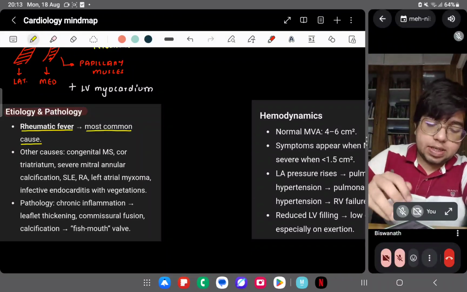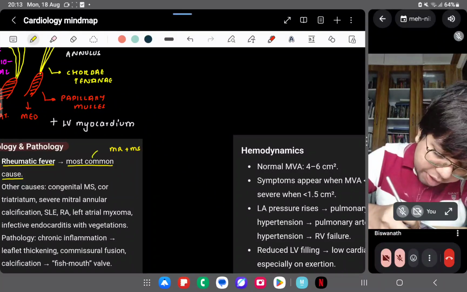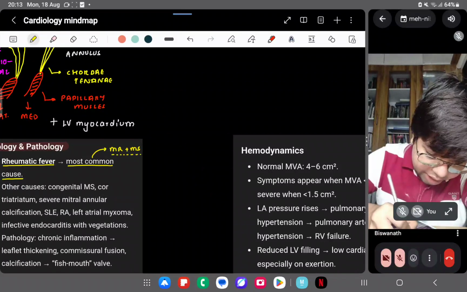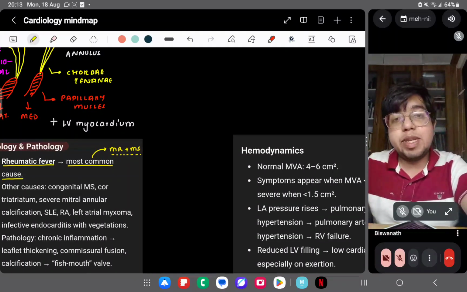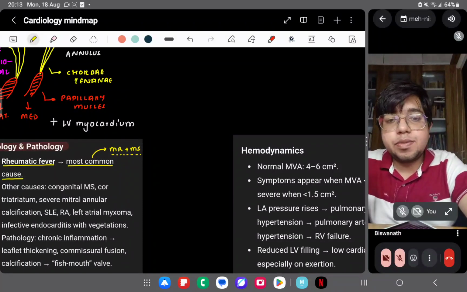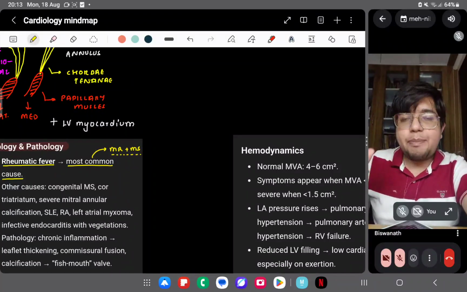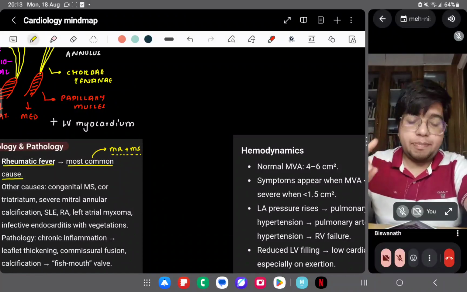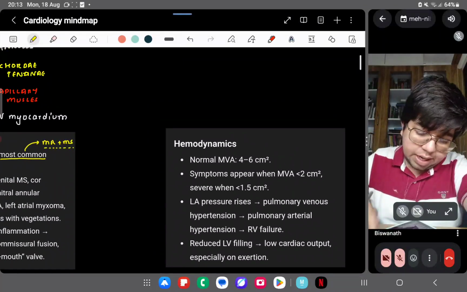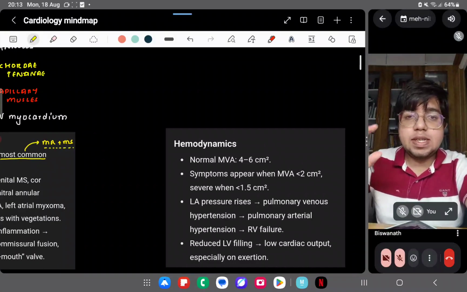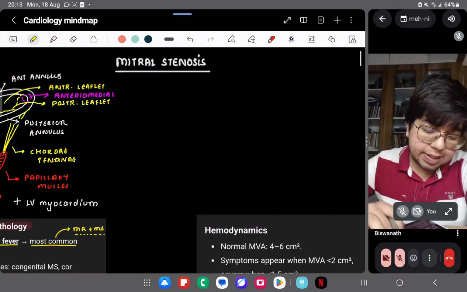The commonest one is the combination MR plus MS. The most common combination associated with rheumatic fever is MR plus MS. You can have MS plus AR or AR plus AS. But what happens in the pathology? We'll move to this later because this is hemodynamics, which we'll discuss in a flow. If I discuss it now, it won't make much sense.